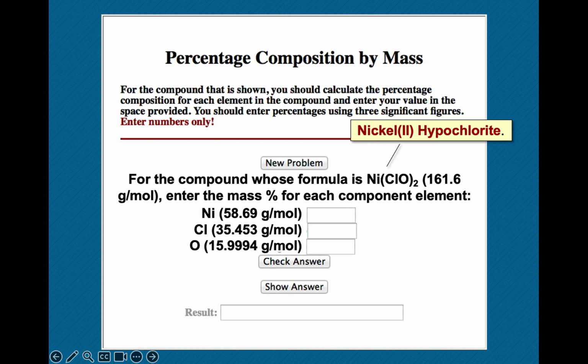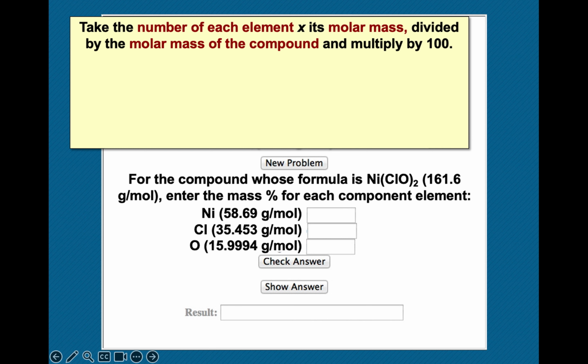All right, to calculate each of these, you're going to look at your molecule and do a mass ratio. There's 1 nickel at 58 divided by the whole thing, which is 161. So for nickel, 58 divided by 161 times 100, 36%.